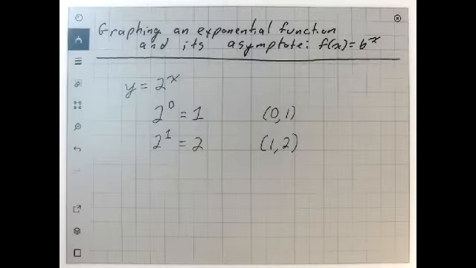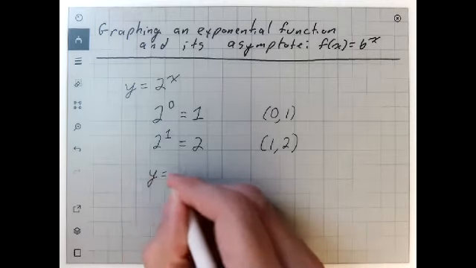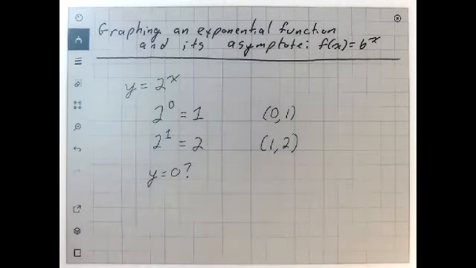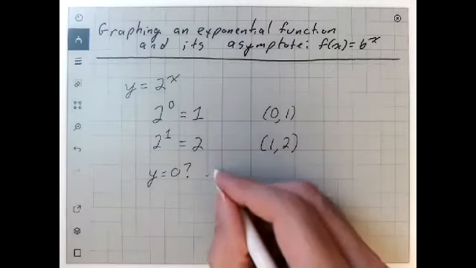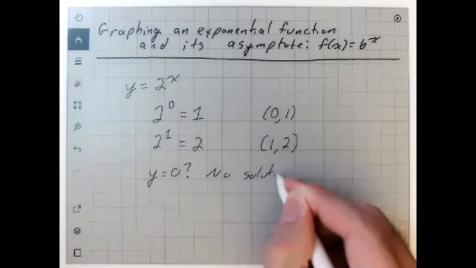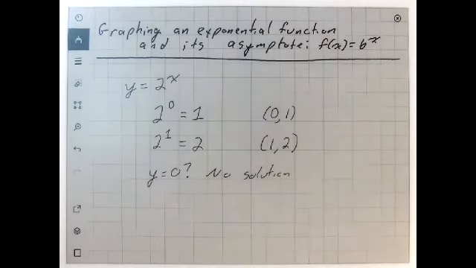The other thing I want to pay attention to is the idea that there's not going to be an x-intercept to this function. Because if we try to plug in negative values for x, two raised to any power, whether that power be positive or negative, is always going to give us a positive result.